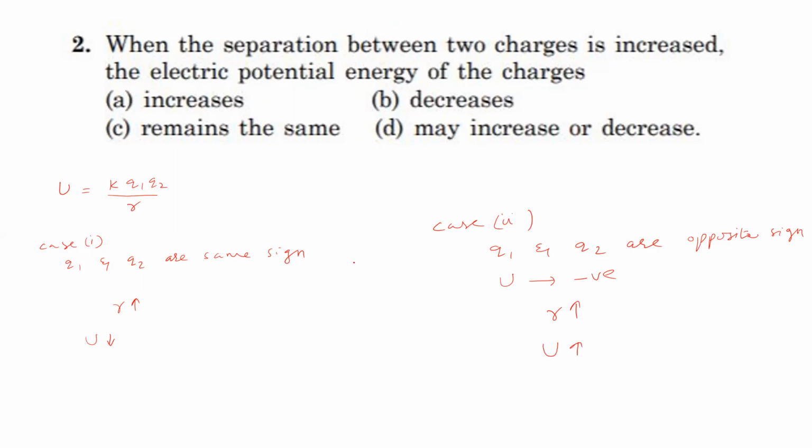So when the distance between two charges increases, if the charges are of the same sign, then potential energy will decrease. And if the charges are of opposite sign, by increasing the distance between the charges, potential energy will increase. So by increasing the distance between the charges, potential energy may increase or decrease, depending on the sign of both charges. So for this question, option D is correct.